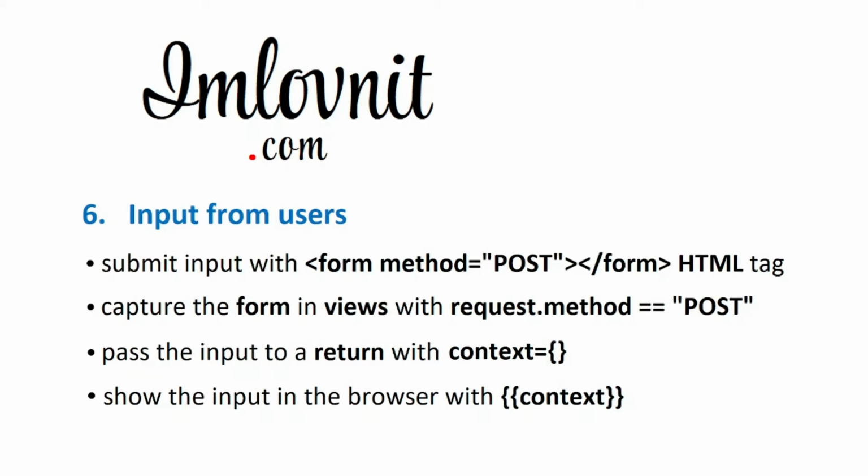Hi everybody. In the previous video, we learned how to create links between your web pages. In today's video, we will learn another essential process. Register and submit input from users with the post form HTML tag on your web page. Capture the form and input in the view task with a post request. Pass the input to the return of the task with context, and show it in the browser with the Django context output tag. Let's open the command prompt.